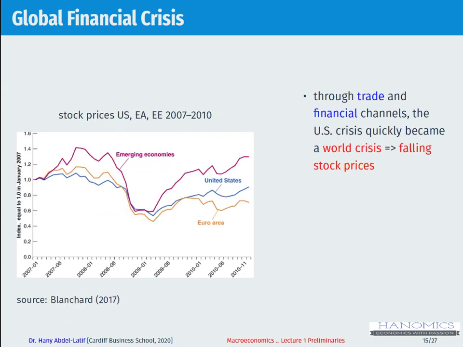Another example here, again, just to show the crisis, how bad it was. This graph shows the stock prices in three different groups of countries, emerging economies, and the euro area, in addition to the United States. Again, you see what happened to stock prices between 2008 and 2009. So stock prices were falling as well.